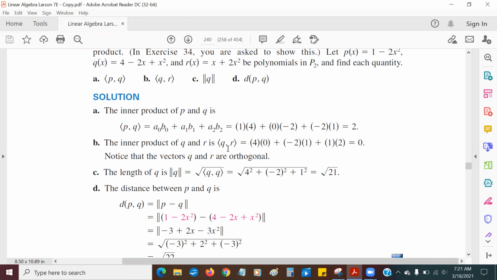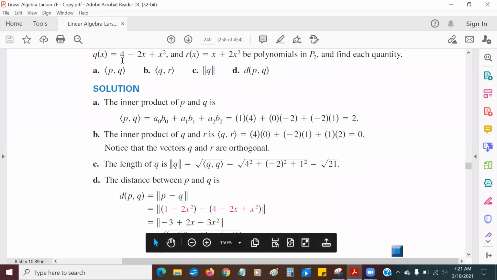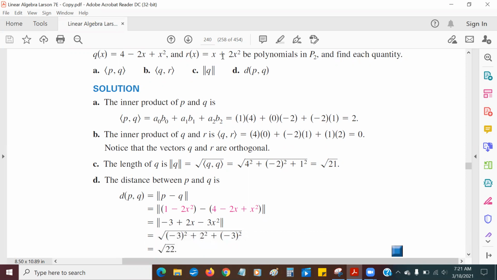Now the inner product for Q and R: 4 times 0 over here, then -2 times 0, which is again just 0. So far I got nothing here. And then, I'm sorry, -2 times +1, so we do have something with -2, and then 1 times 2, which is 2. So we get -2 plus +2, which are these numbers right here: 4 times 0, -2 times 1, 1 times 2, and that equals 0.